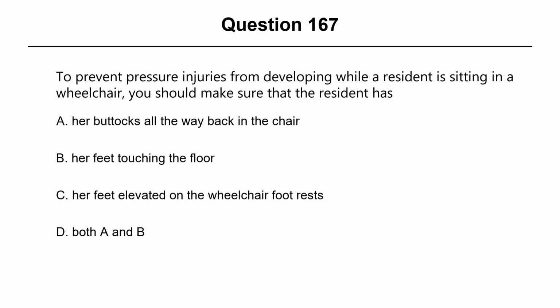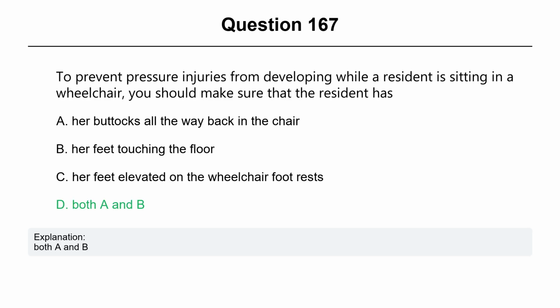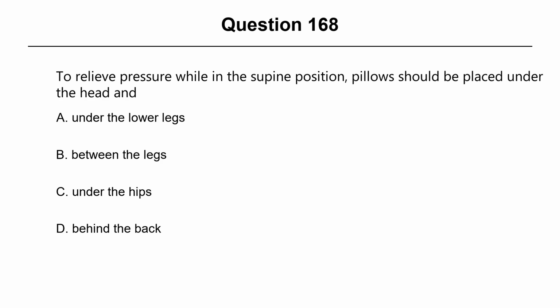Question 167. To prevent pressure injuries from developing while a resident is sitting in a wheelchair, you should make sure that the resident has option A, her buttocks all the way back in the chair, option B, her feet touching the floor, option C, her feet elevated on the wheelchair footrests, option D, both A and B. The correct answer is option D, both A and B.